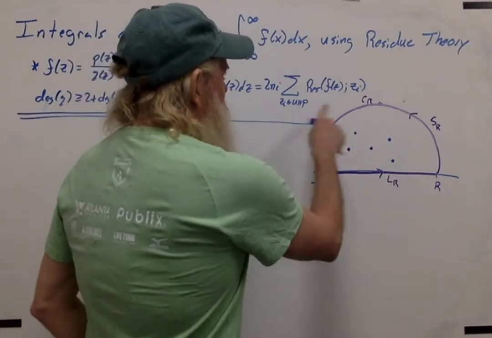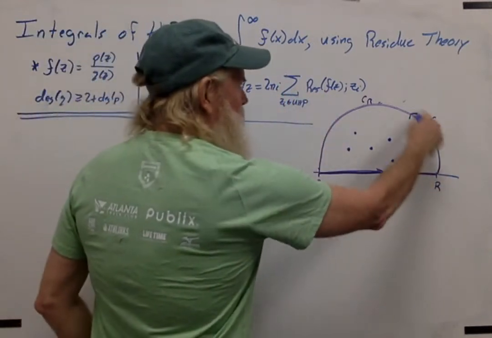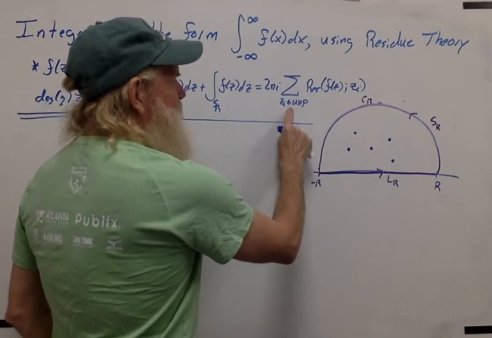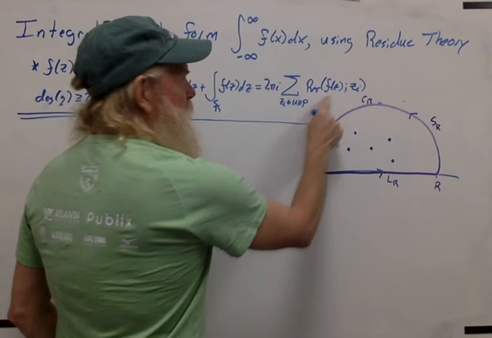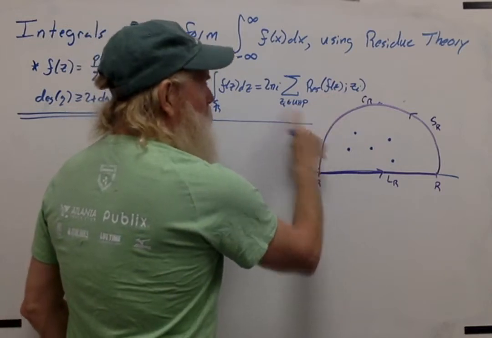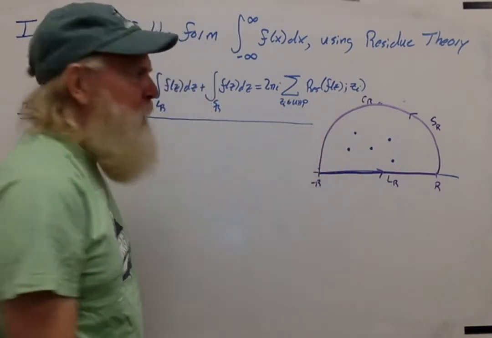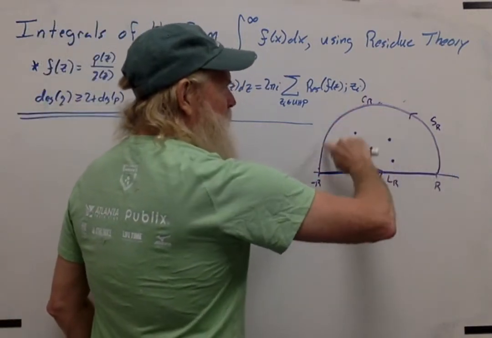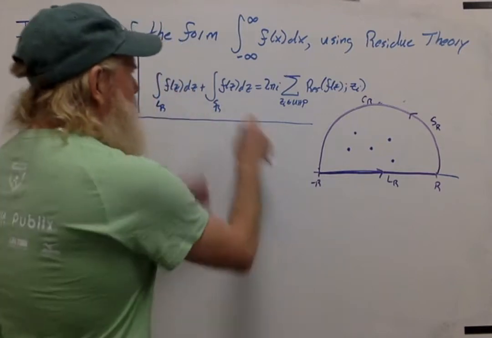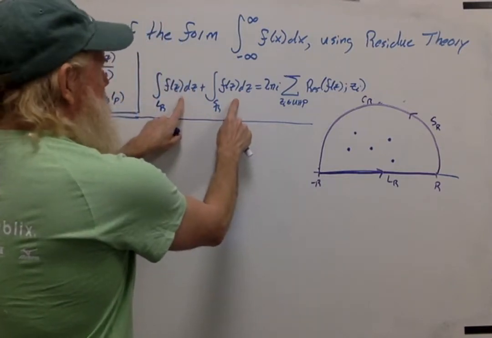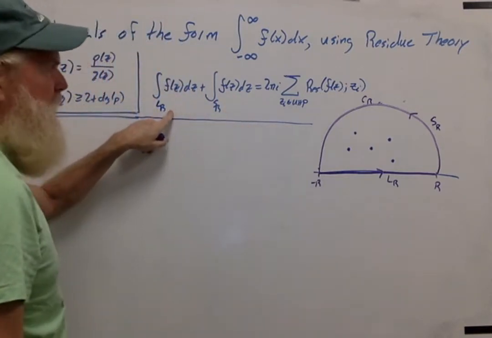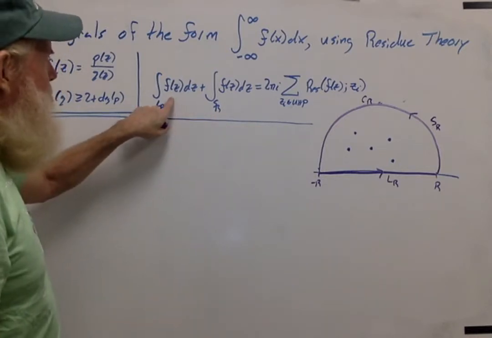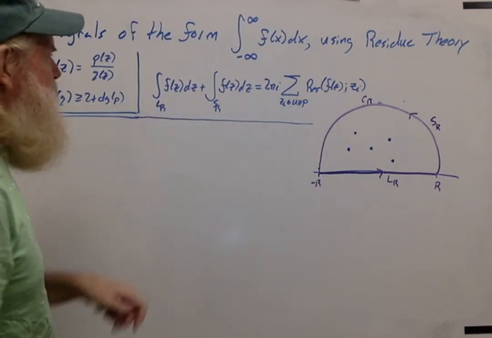And we use the residue theorem to show that the integral around this closed curve is equal to 2 pi i times the sum of the residues for all of the poles that are in the upper half plane. Now, since this closed curve is made up of a horizontal line segment together with a semicircle, we could split up the integral around C to be the sum of the integral along the line segment plus the integral along the semicircle. Let's now parameterize and look at each one of these integrals separately.